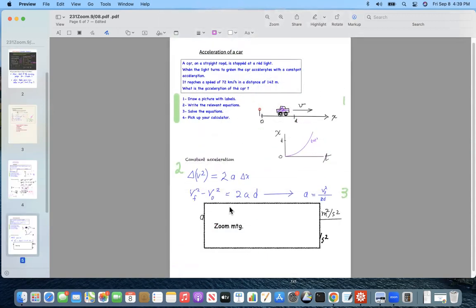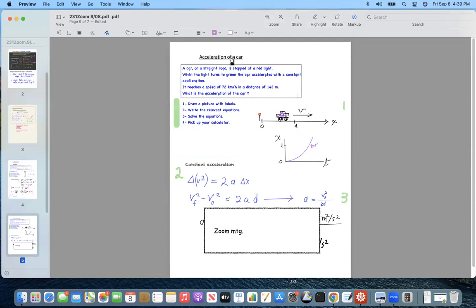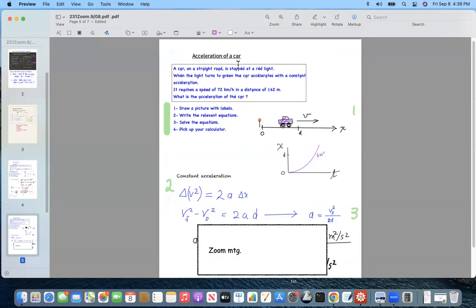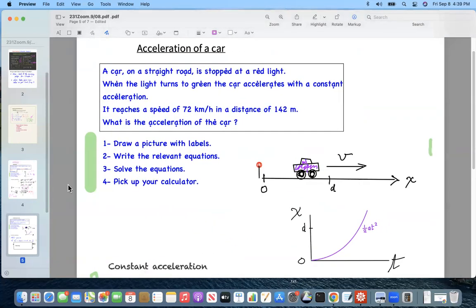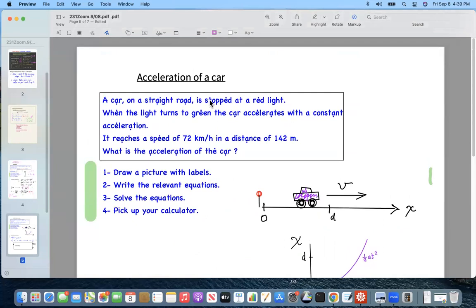All right, let's look at another problem. One of the problems on the assignment is acceleration of a car. A car on a straight road is stopped at a red light. When the light turns to green, the car accelerates with a constant acceleration. It reaches a speed of 72 kilometers per hour in a distance of 142 meters. And we'll assume that it accelerates for all that time at a constant acceleration. The question is, what's the acceleration of the car?